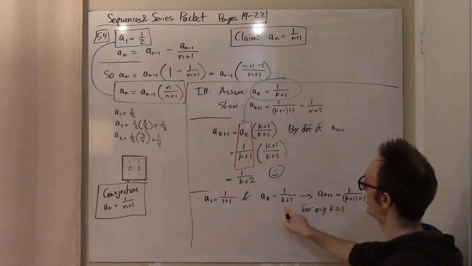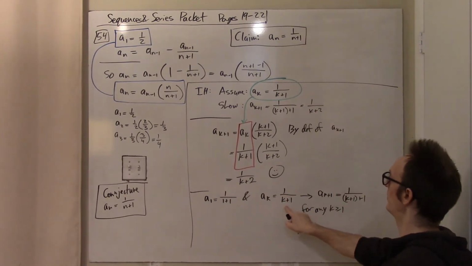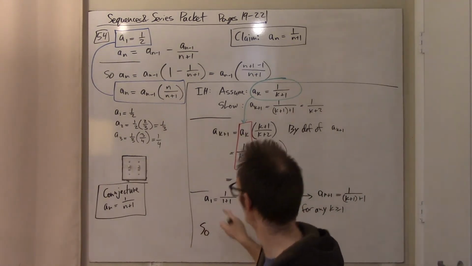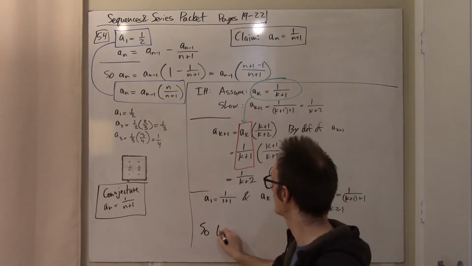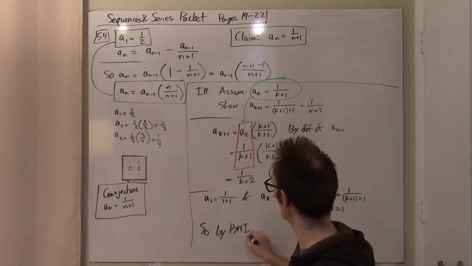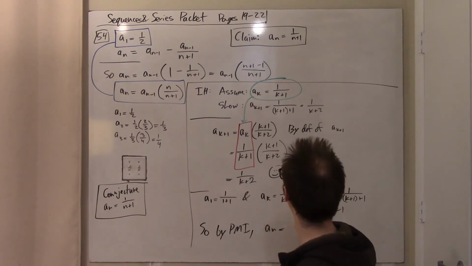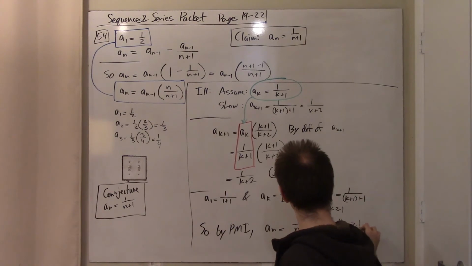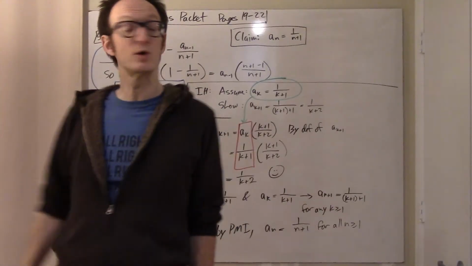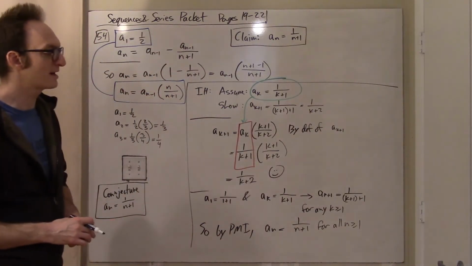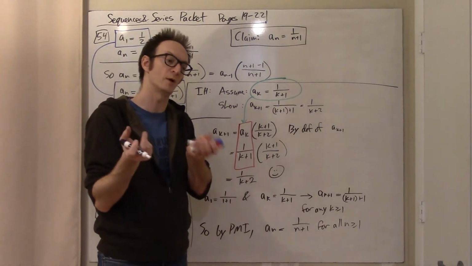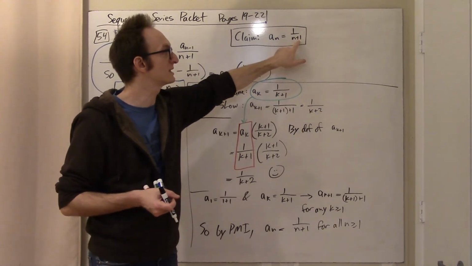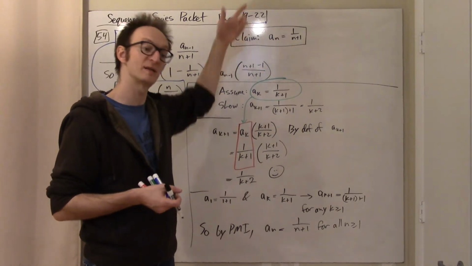And so we have an algebraic pattern that if it's true, it stays true for the next term of the sequence. And since it's true for the first term, and whenever it's true it stays true, by the principle of mathematical induction, a sub n equals 1 over n plus 1 for all n greater than or equal to 1. What makes this kind of a new problem for us is that instead of showing that two formulas are equal, we're showing that the explicit formula for a sequence is equal to the recursively defined formula.